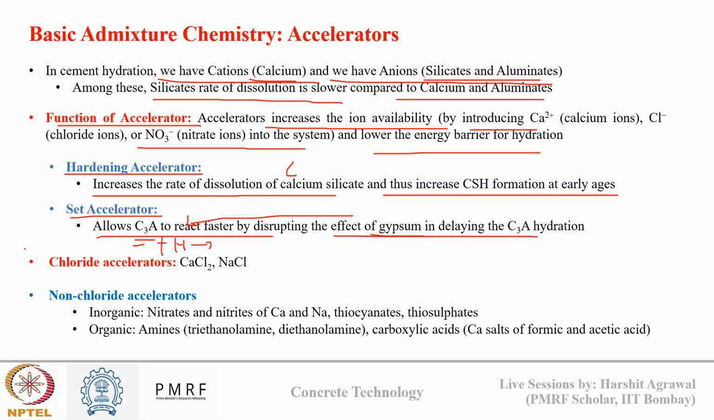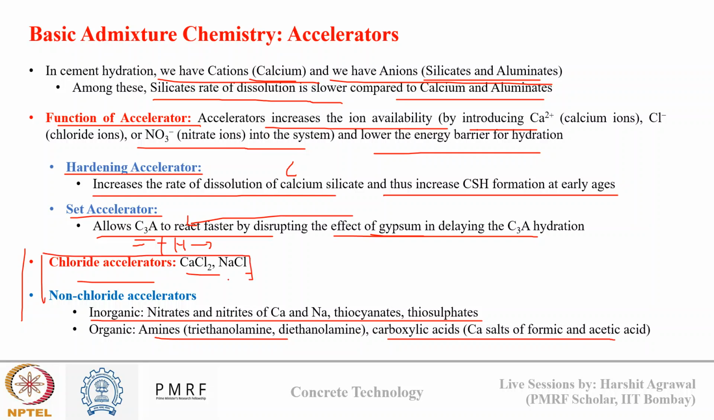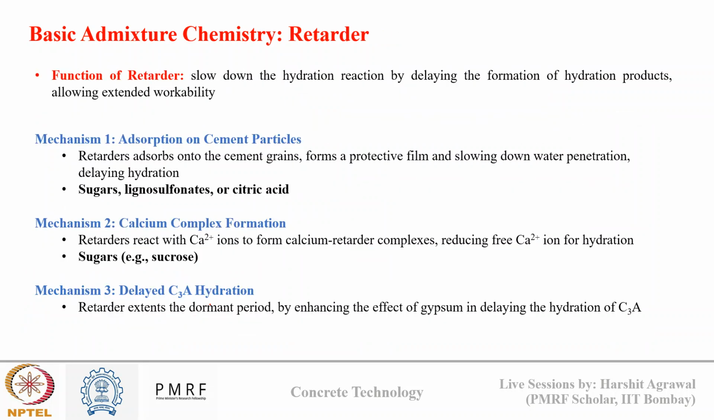Commonly known accelerators are chloride based, which are CaCl2 and NaCl, and non-chloride based, which are inorganics like nitrates, nitrites, thiocyanates, thiosulfate, and organics like amines and carboxylic acid. These are all accelerators. We don't prefer to use chloride accelerators because they can cause the risk of chloride-induced corrosion, which we'll see later on in durability. So these are not desirable. Generally, we use non-chloride accelerators nowadays.